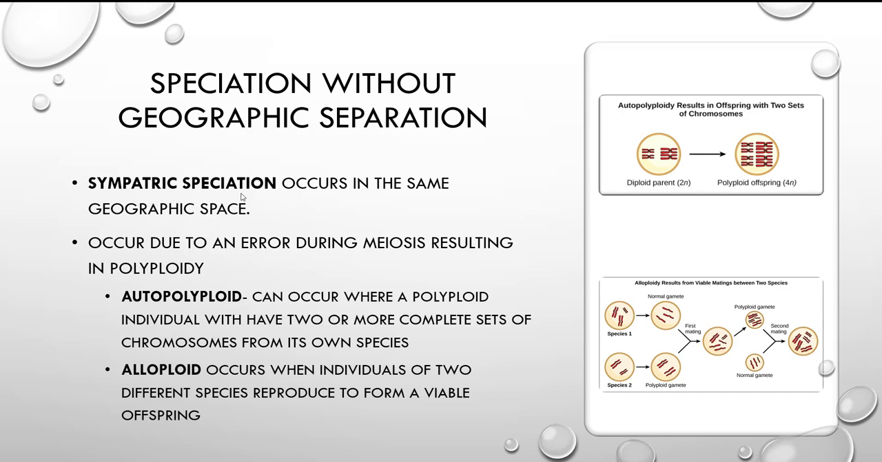All right, so this is sympatric speciation, where we have speciation occurring in the middle of a regular population, right smack in the middle of the same population. Okay, so a new species is forming right there.